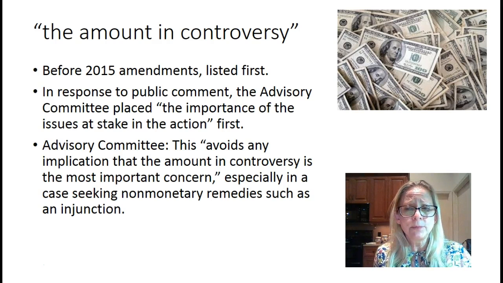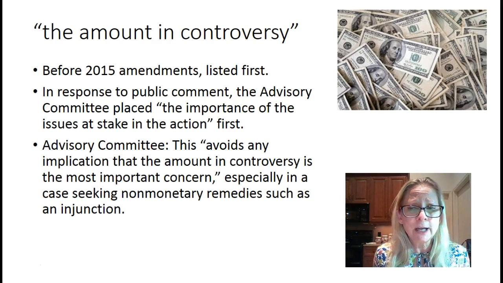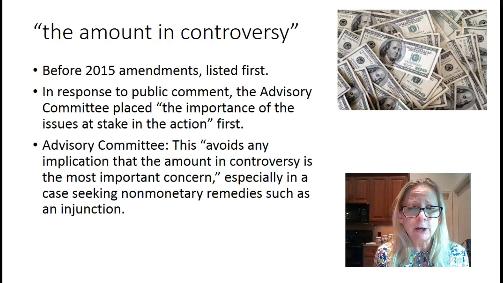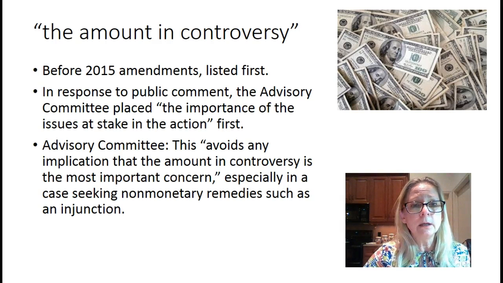So the example that was given was, in an employment discrimination case, say it's a partner in a law firm who is making $200,000 a year, but then her administrative assistant is making $30,000 a year, and they're both claiming discrimination. Is the one that makes $200,000 a year more important? And is she entitled to more discovery? And I think the advisory committee's answer to that would be no.